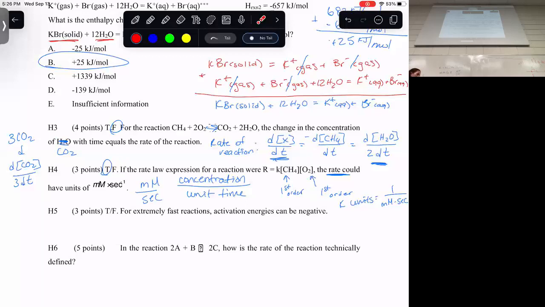Our units of K will always be 1 less than the overall order. And so in order to get to this millimolar over second, we would have millimolar times millimolar times millimolar, which is millimolar cubed. And so in order to get rid of those 2 extra millimolars, we need to divide by millimolar squared. Yes. Could you give an example of like a false one? For this one? Yeah. Yep.